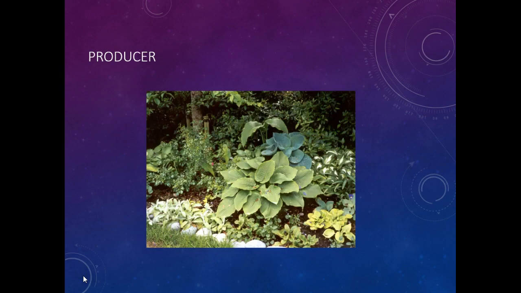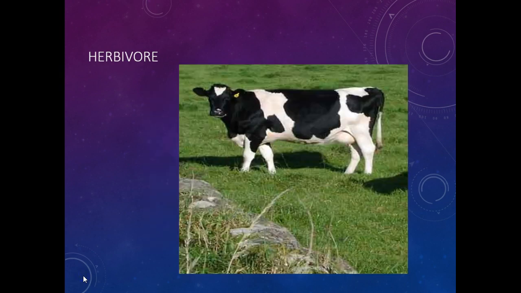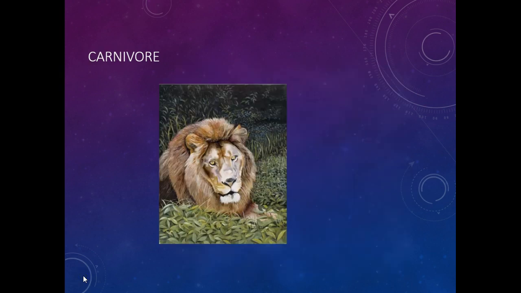So let's run through a couple of examples of each. A producer, we have several types of plants. It looks like someone's garden. These are all self-energy producing. They're autotrophs. They produce their own energy by capturing sunlight energy. We have an herbivore, which only eats plants, like this cow, which likes to munch down on grass. Mr. Lion here is a carnivore, likes to eat meat or other animals.